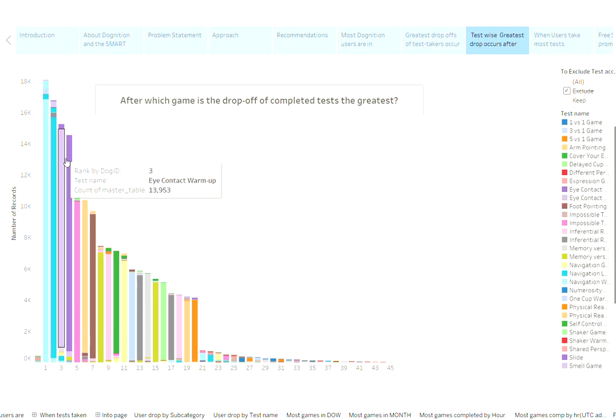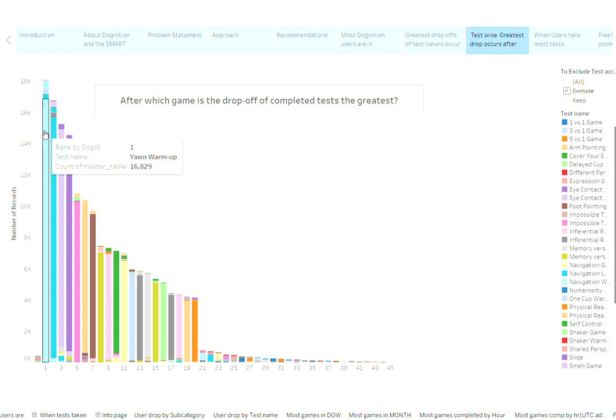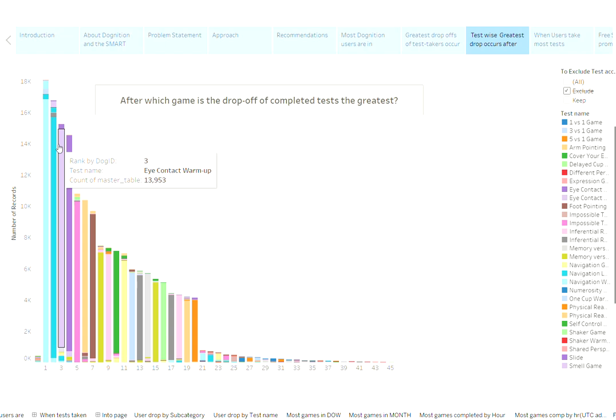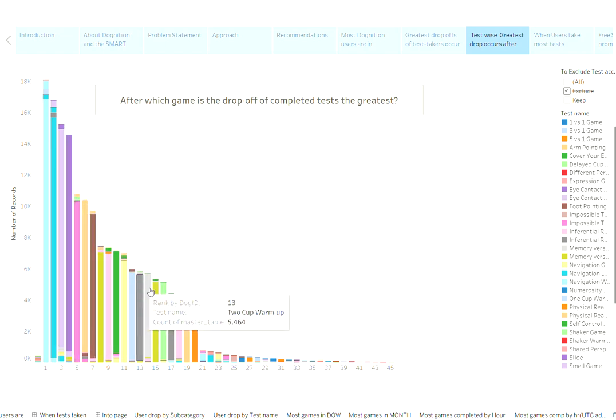This next visualization shows us the drop-off test-wise. Again, we see a recurrent theme, with the yawn warm-up game being completed by most users. The yawn game and these other games are in the empathy subcategory, and gradually there's a decline in other subcategories.